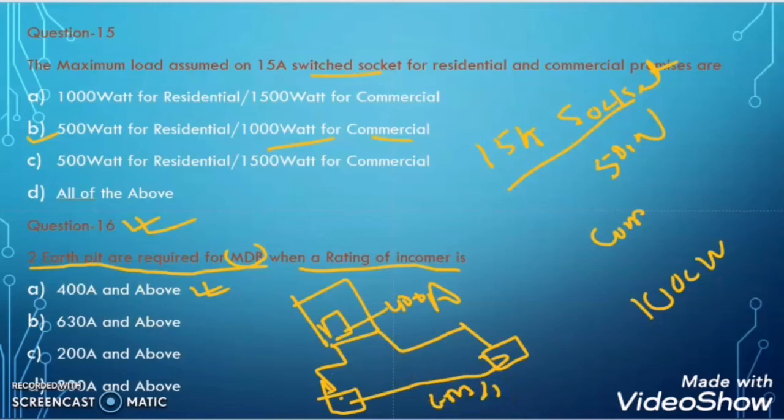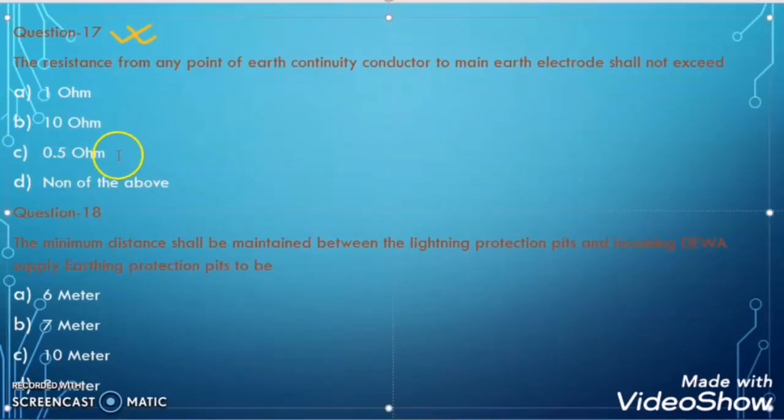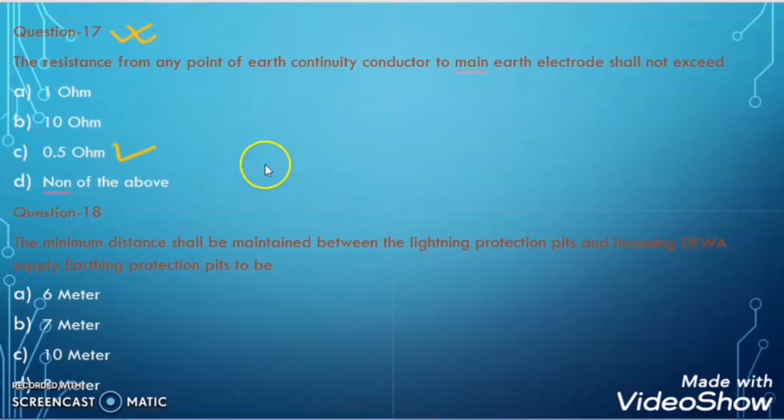Okay, now let us move to our next question, question number 17. The resistance from any point of the earth continuity conductor to the earth main electrode shall not exceed. Options are 1 ohm, 10 ohm, option C is 0.5 ohm, and option D is none of the above. Correct answer is 0.5 ohm.